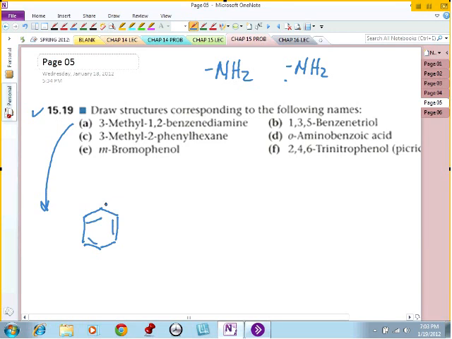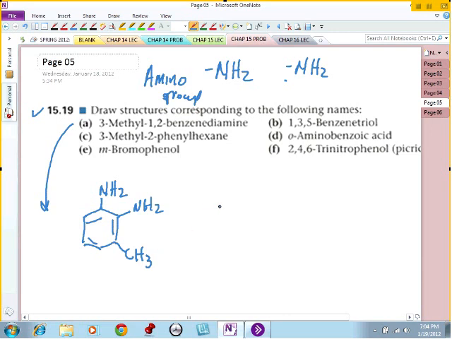Okay, and you say 1,2 diamine, so that means the two amino groups. We refer to this as amino. So the two amino groups are in a 1,2 relationship to each other, right? Is that what you say? Very good. Okay, so where is the methyl? If this is position number one, position number two, therefore methyl is here. Very good.